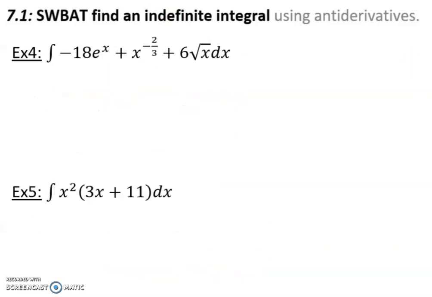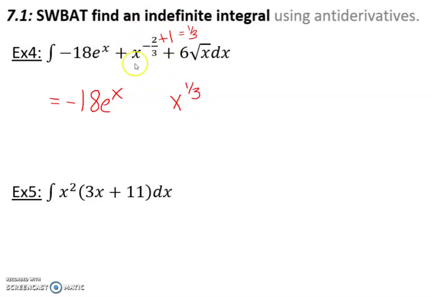Our next couple of examples. First one, we've got integral of -18 e to the x. Well, that's easy because e is always the same with derivatives, so that goes for integrals too. So our integral is -18 e to the x. This one's going to be a little annoying, but it's not too bad. Still a power rule problem. -2/3 plus 1 is positive 1/3. So this is going to be x to the 1/3.